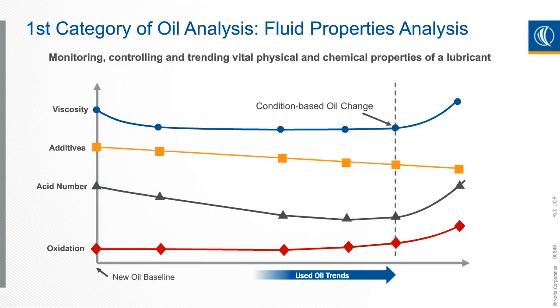As we look at the first category of oil analysis, the fluid properties, we're trying to figure out what's happening to the base oil and the additives over time. So we're trending data here. We want to trend viscosity, additives, the acid number, any indicators of oxidation, all of which are starting to move up or down. But at some point, they may start changing more drastically, and that tends to happen near the same time. At that point, that's when we want to start planning for a condition-based oil change.